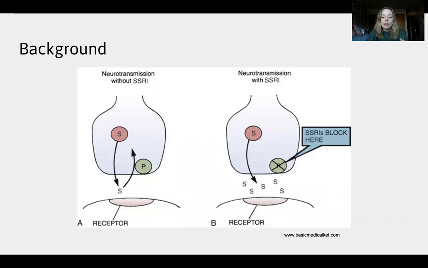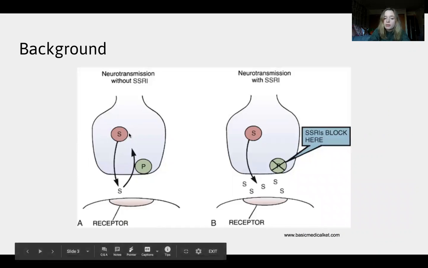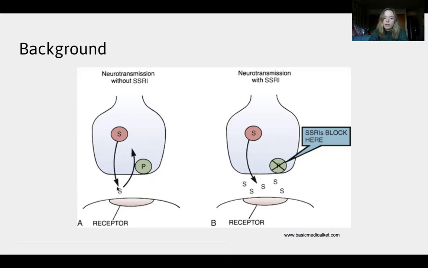And just a brief, simplified overview of how fluoxetine is going to work. So normally serotonin will be released into the synapse here, and then that protein will recycle it back into the neuron. But if we have fluoxetine, which is an SSRI, selective serotonin reuptake inhibitor, it's going to prevent that protein from doing its job, and therefore the serotonin will be released, but it's not going to be recycled, so it's going to stay in that synapse for longer.